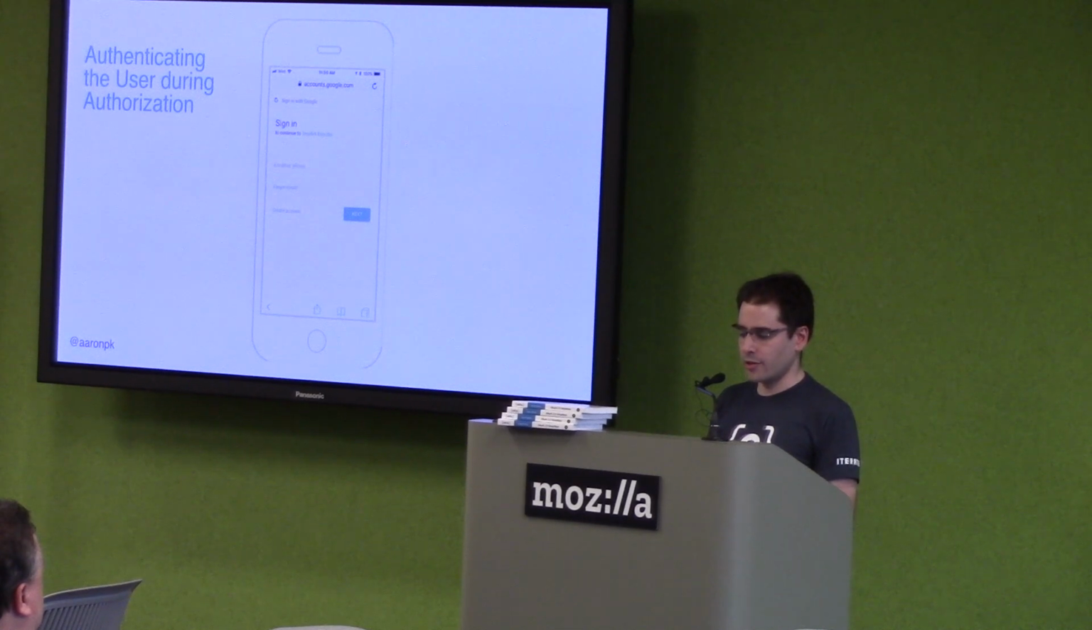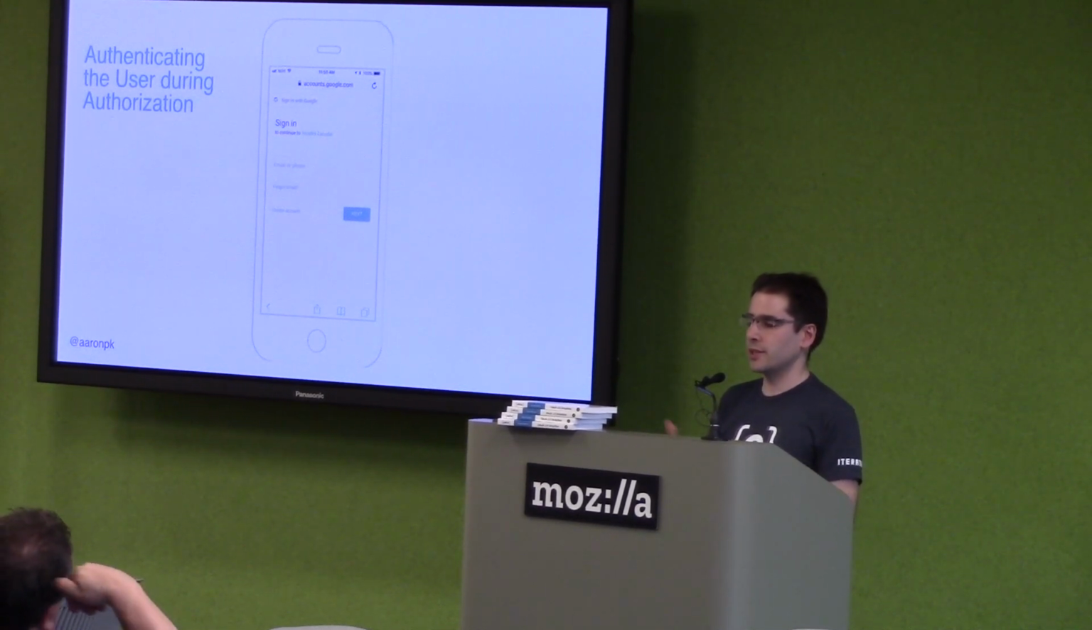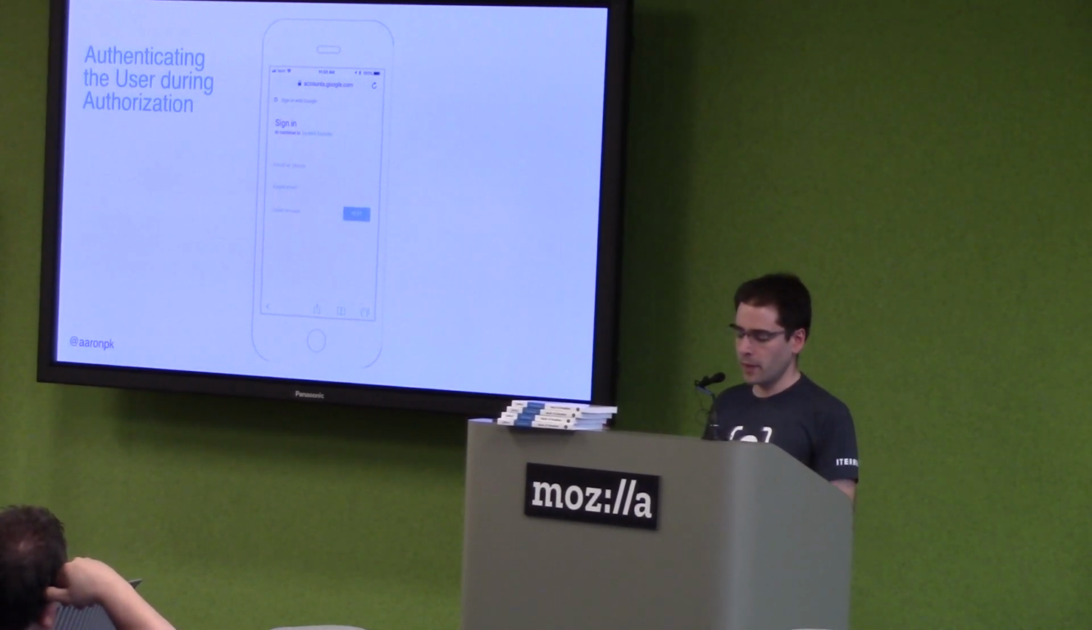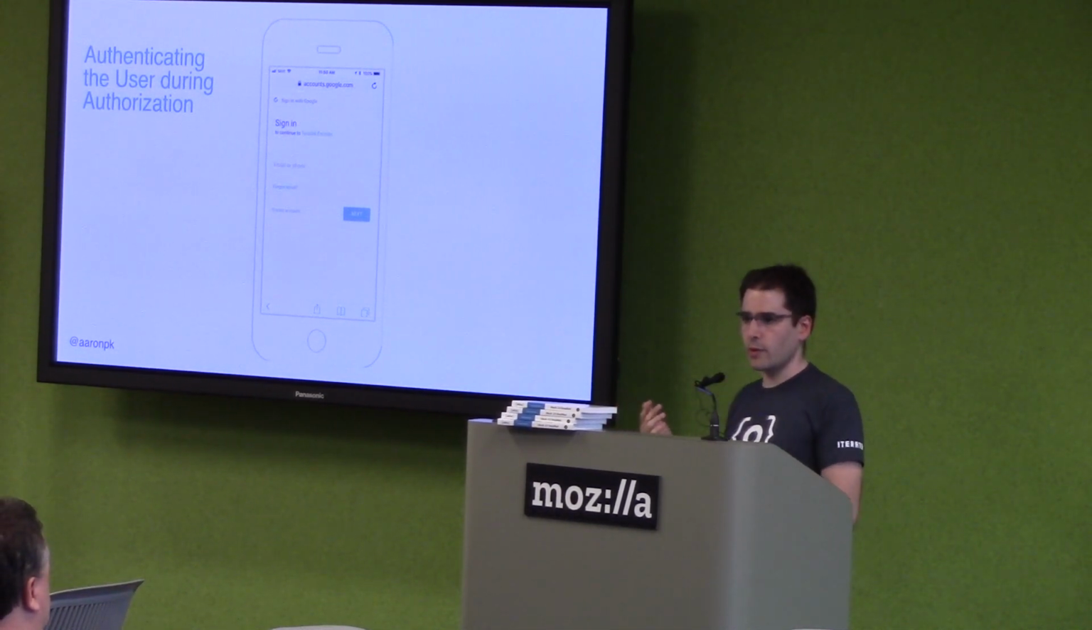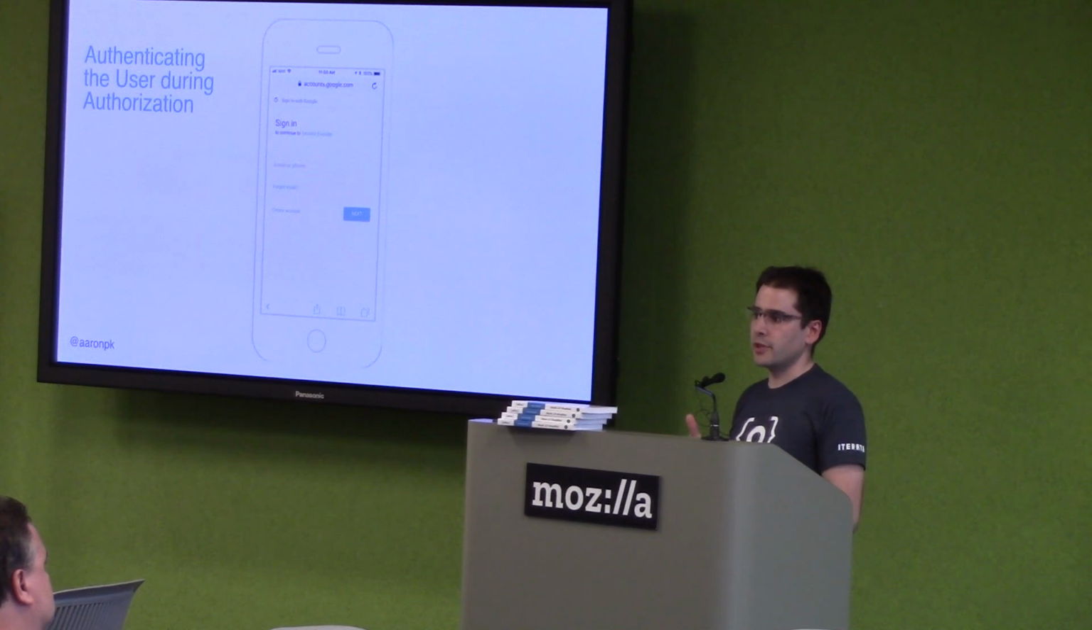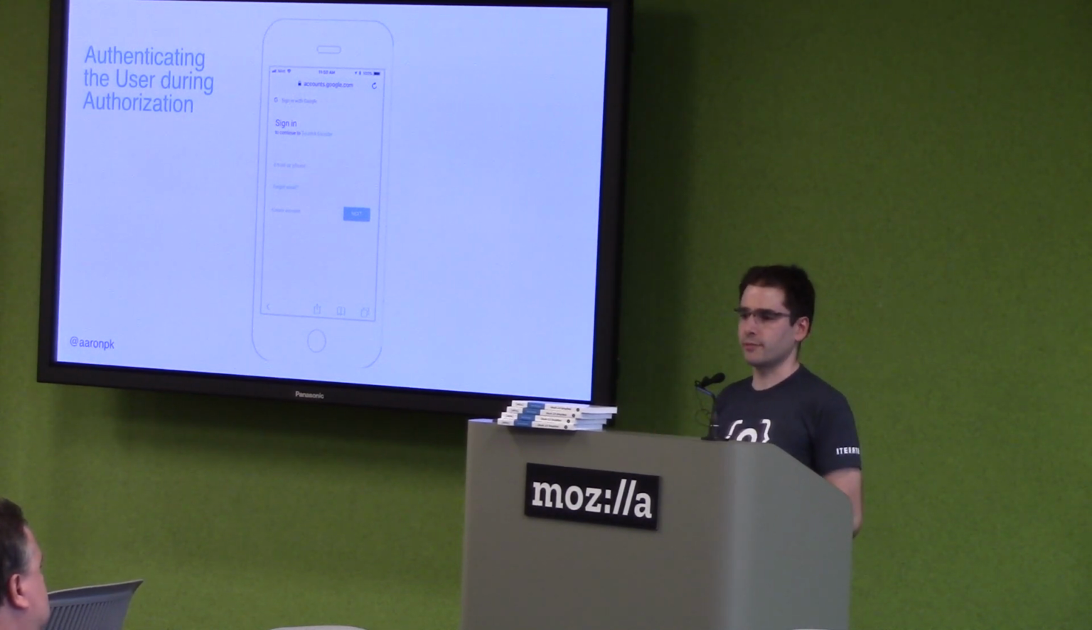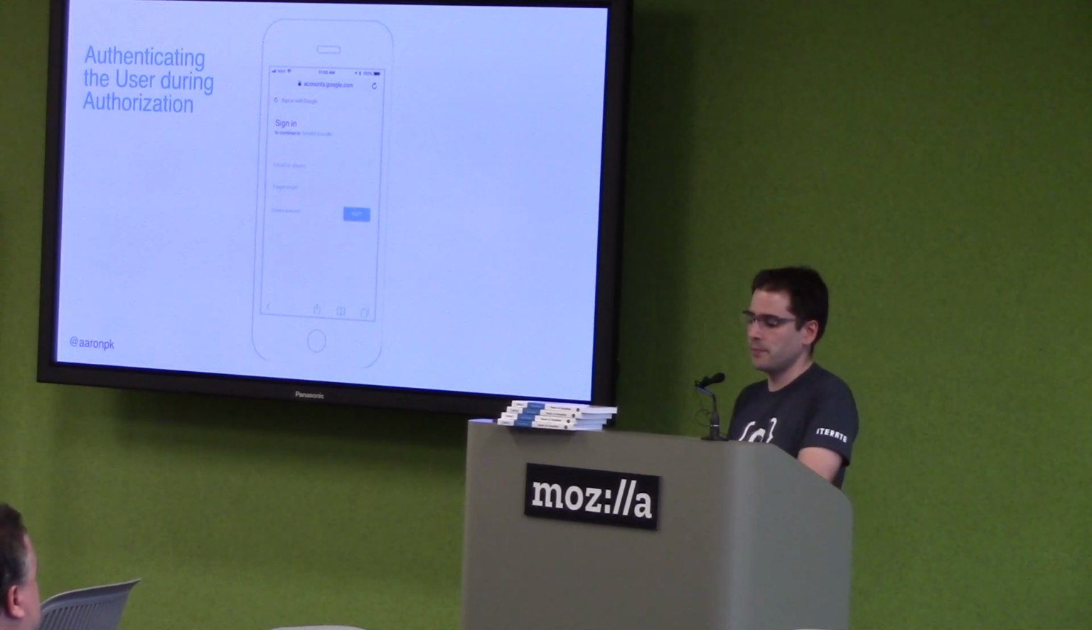So during the authorization step, when the application has sent a user to the authorization server, we kind of took for granted that the user was already logged in when we walked through a bunch of the examples. But if the user is not logged in, you need to authenticate them, which is the first step you have to do before you can authorize the application.